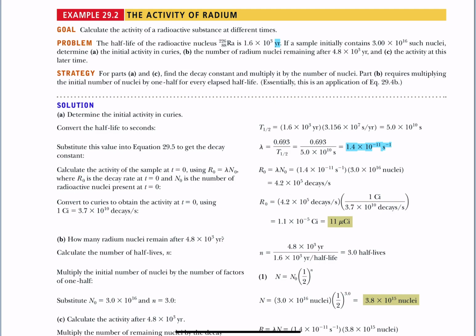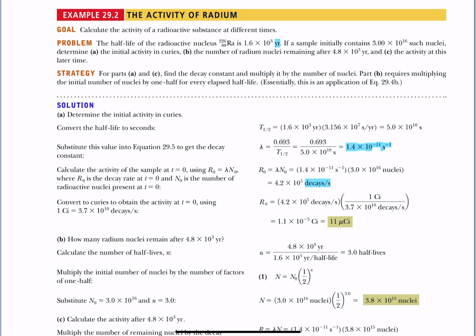In the next step of this math problem, we want to find out the activity of the sample at time 0. And in order to do that, we're going to be multiplying the decay constant by the number of nuclei. And you can see from the dimensions that when you have something per second times nuclei decaying, you get nuclei decaying per second.